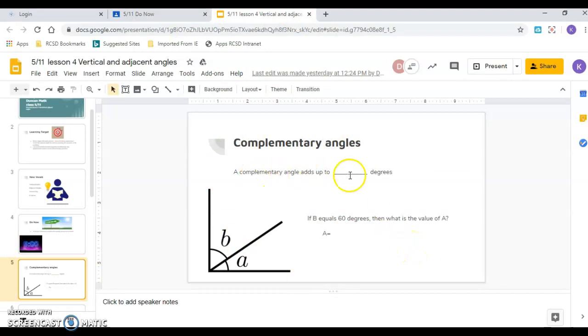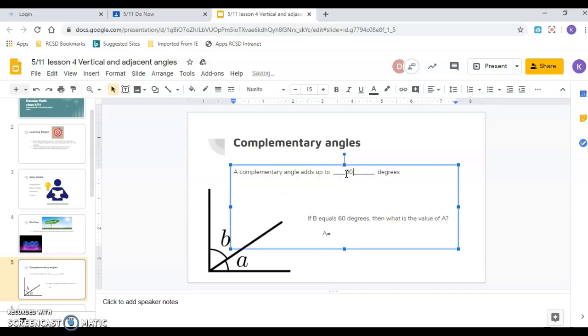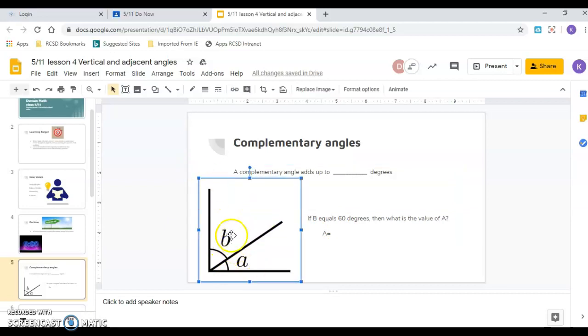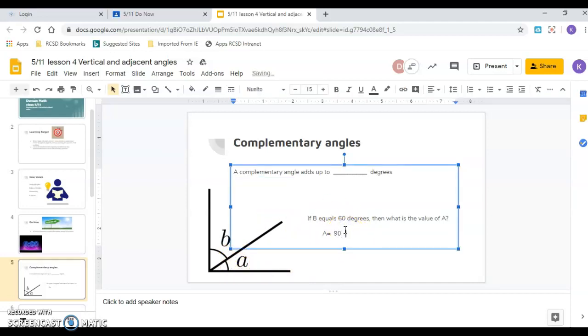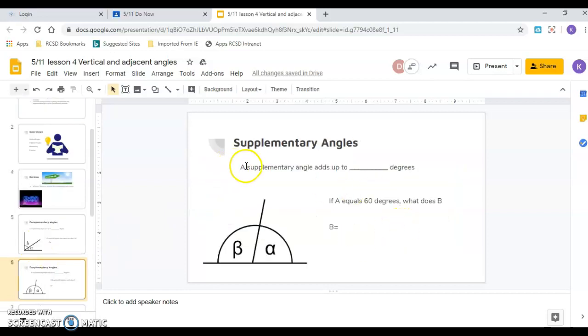Again, complementary angles add up to how many degrees? 90. You get a compliment on a test when you get a 90. And if B equals 60 degrees, now we're looking at this diagram here, if this letter B equals 60 degrees, then what's the value of A? I would have to do 90 minus 60, and I would find out that A equals 30 degrees, right? So it's a quick review of complementary angles.